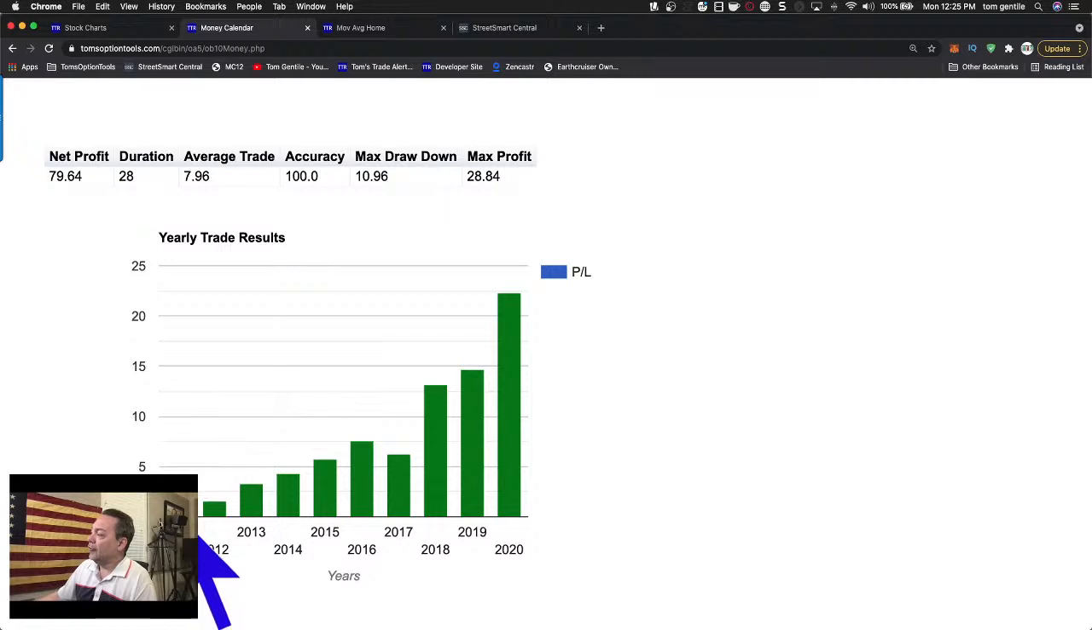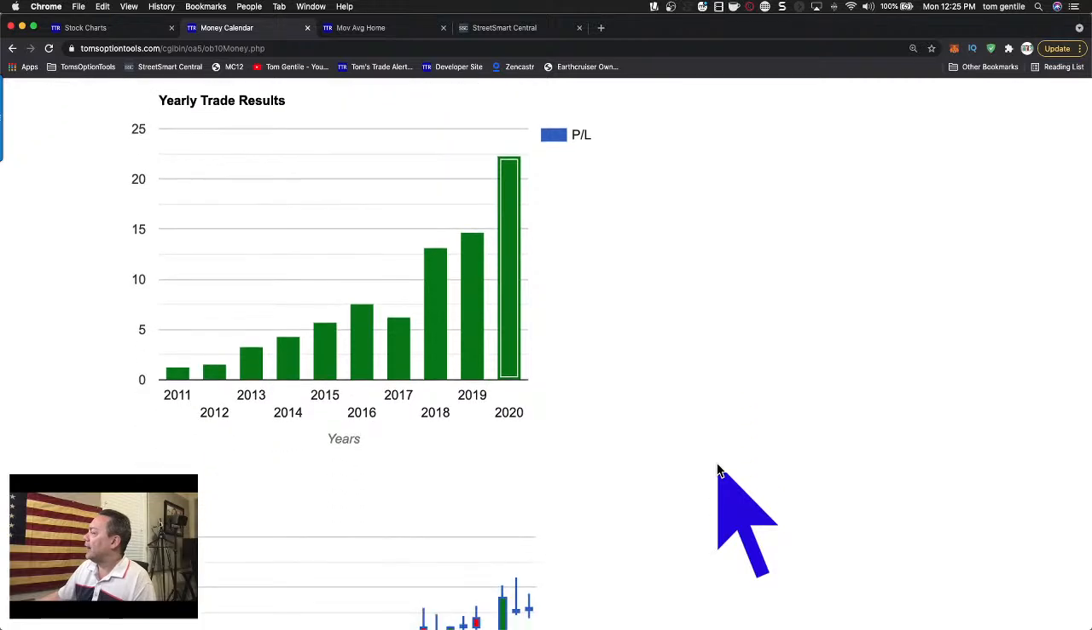Now take a look at 2011, only went up $1.17. 2012, $1.50. Look at 2020. Last year, it went up $22.29. Well, what actually happened with United Healthcare then? Well, I want to find that out.